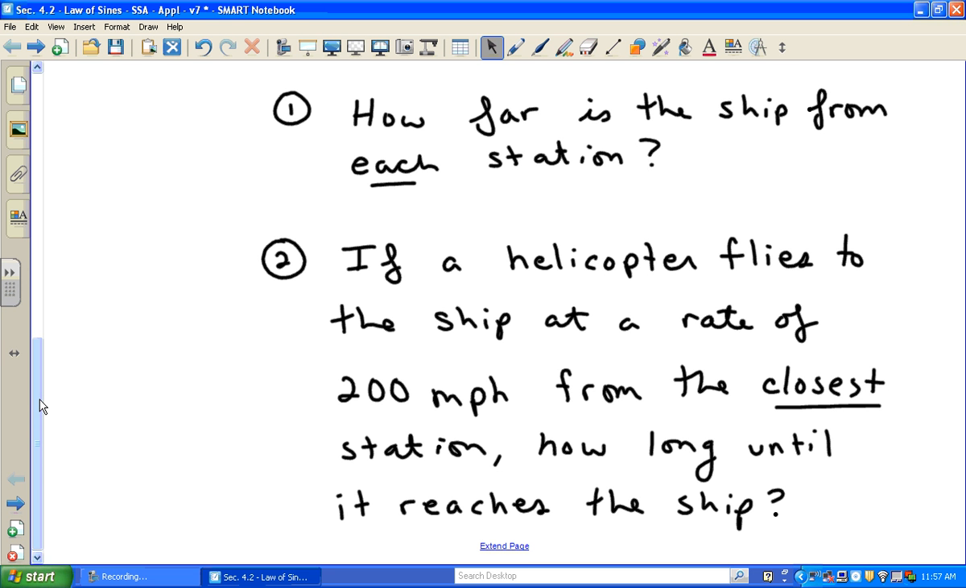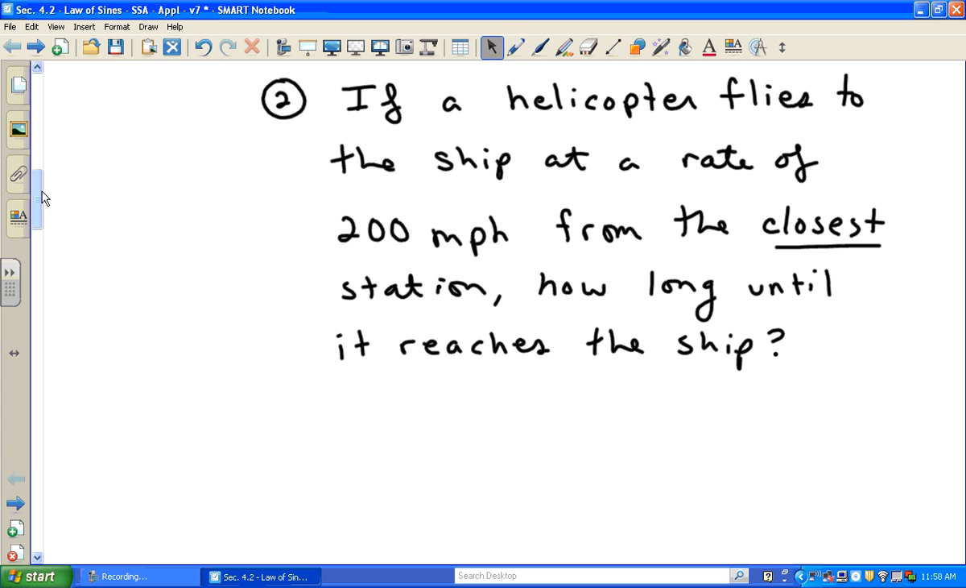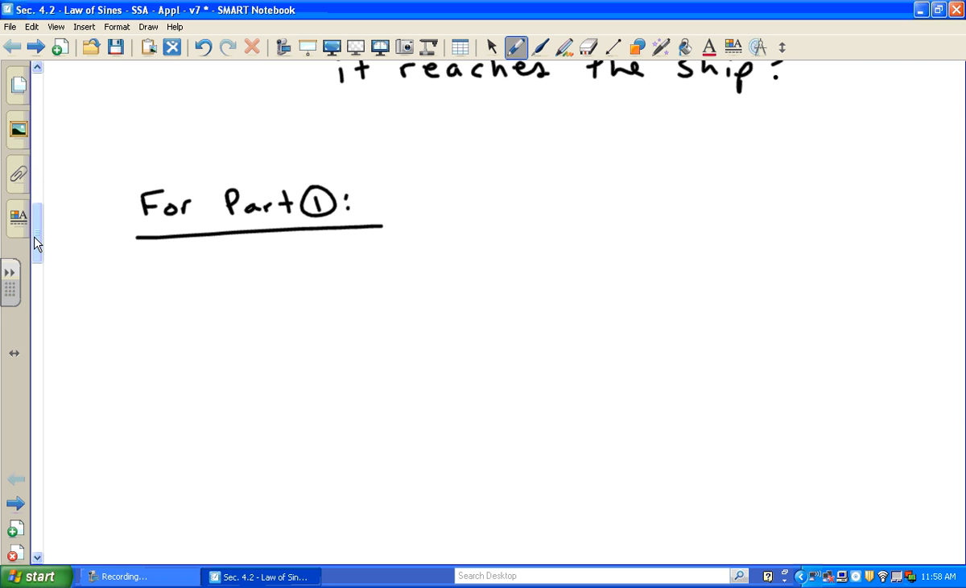Okay, so let's work first on the first question of how far the ship is from each station. To do this, we first want to draw a picture of what we're looking at. So for part one, let's see if we can draw a picture.